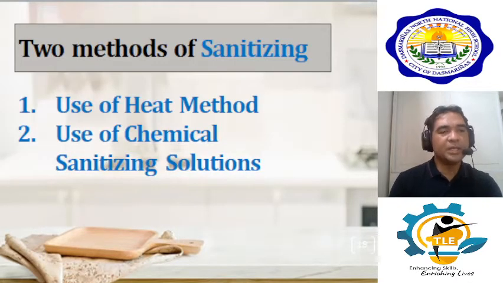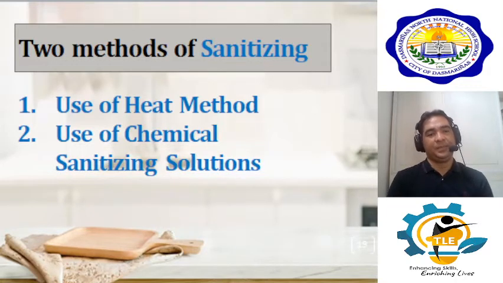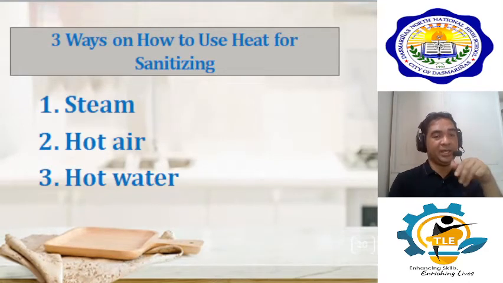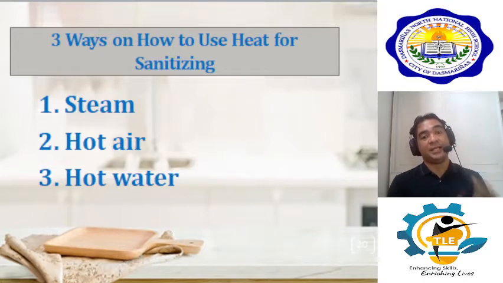Right now, I'm going to discuss the two methods of sanitizing. Number one, use of the heat method. Number two, use of chemical sanitizing solutions. Let's talk about the use of heat method. There are three ways to use heat for sanitizing. First one is steam, second one is hot air, and number three, hot water.